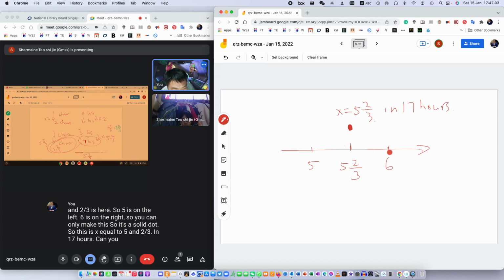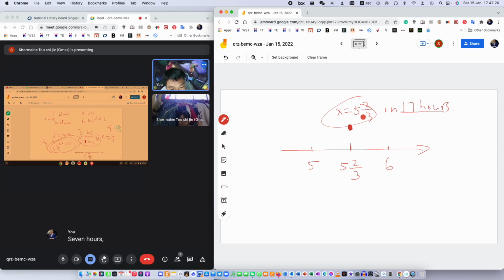Can you make 6 or not? 17 hours you make this. Can you make 6? 17 hours you can make 5 and 2/3. Can you make 6? No, cross out. Can you make 5? 17 hours you can make 5 and 2/3. Can you make 5?